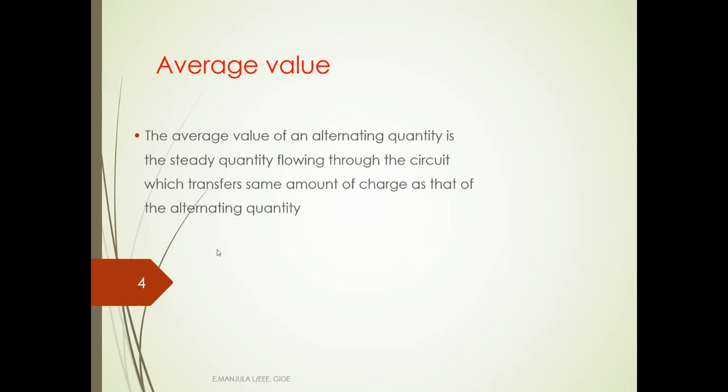So what is an average value? We have already discussed its definition, but once again we will check it. The average value of an alternating quantity is the steady quantity flowing through the circuit which transfers the same amount of charge as that of the alternating quantity.